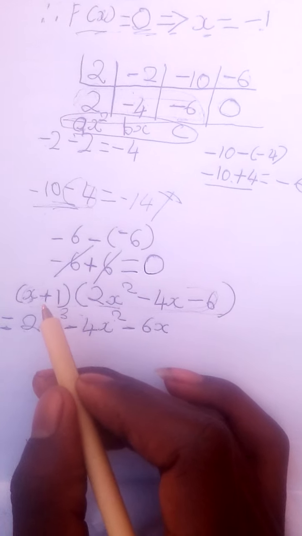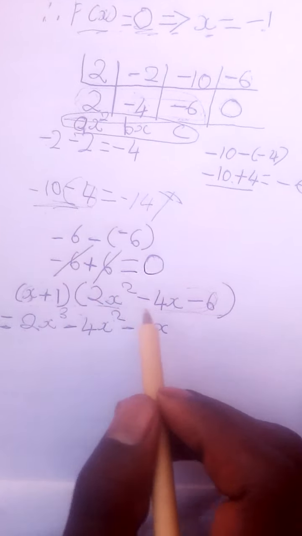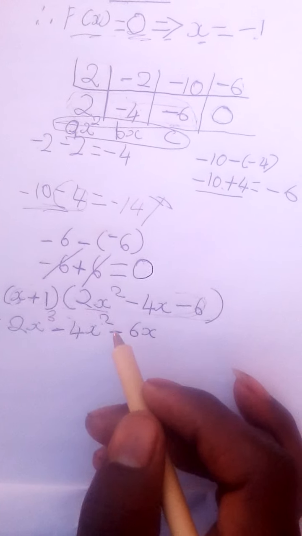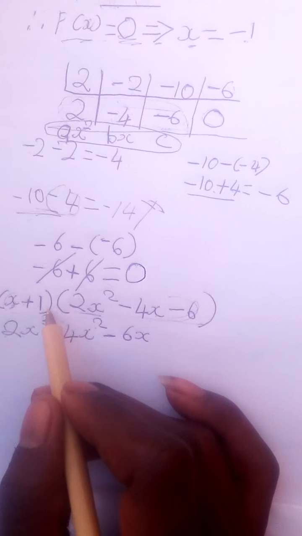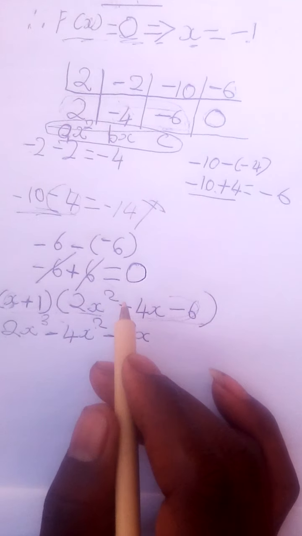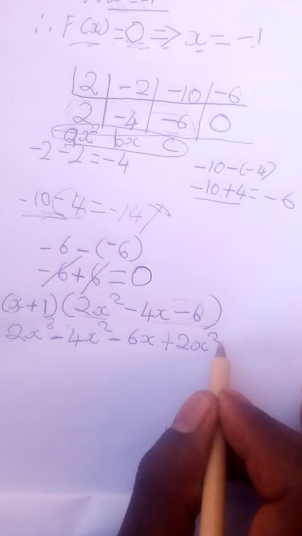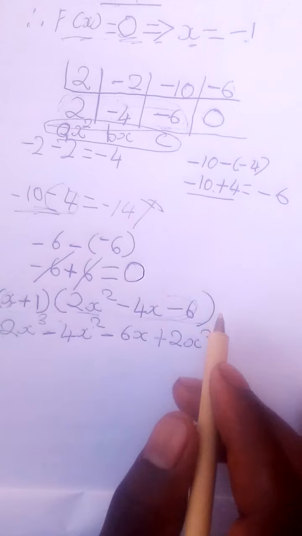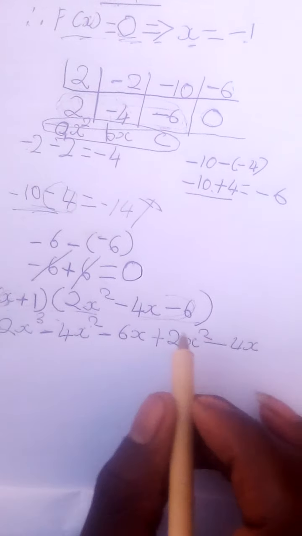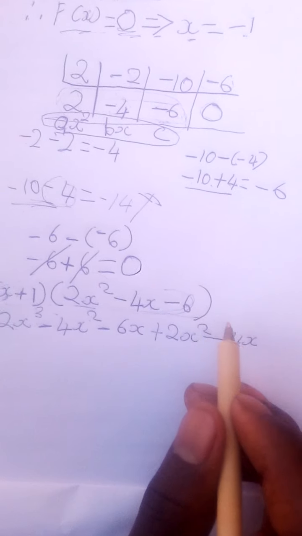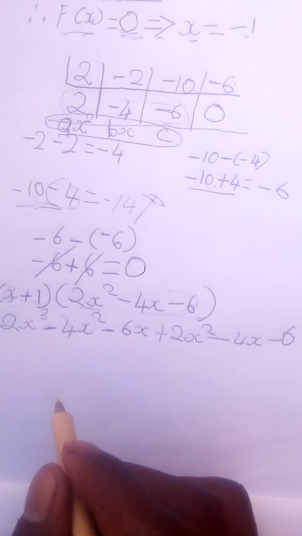Again I will be multiplying the second term in the first bracket with everything in the second bracket, therefore we'll be saying positive 1 multiplied by positive 2x squared is going to be positive 2x squared. Then positive 1 multiplied by negative 4x is going to be negative 4x. Then positive 1 multiplied by negative 6 is going to be negative 6.